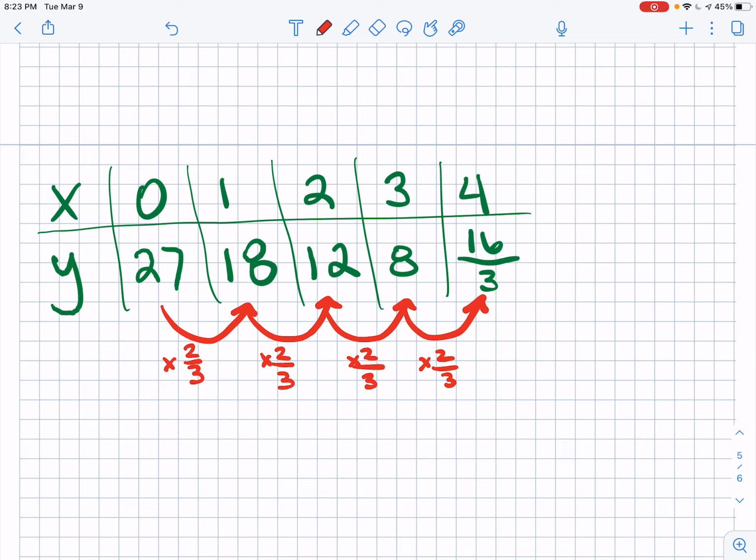So I can take this information along with my y value when my x is 0. That's going to be my initial value. I can put those two pieces together and write my equation. So y equals 27, my initial value, times 2/3 to the power of x.